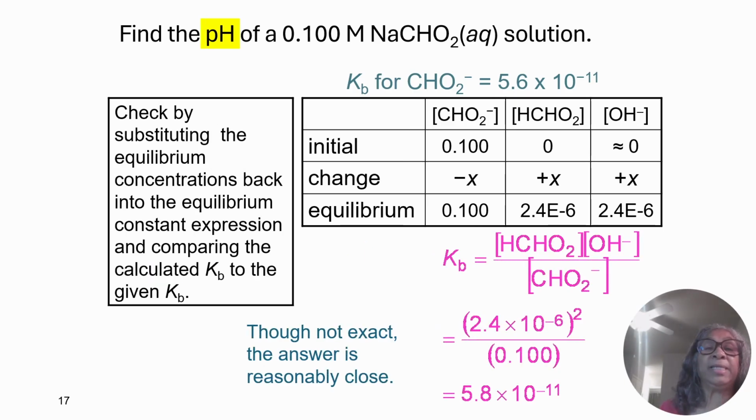It's always a good idea to check that the approximations done are correct. In this case, to check that it's right, we can look at the equilibrium expression and use the values found to determine the Kb value. The answer that we get here is not exactly the same, but it's a good approximation. The actual value is 5.6 times 10 to the negative 11, and we got 5.8 times 10 to the negative 11.